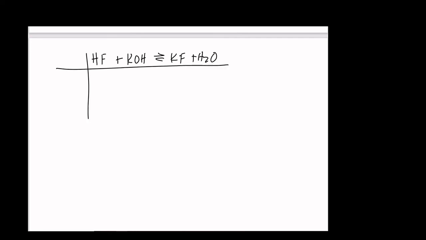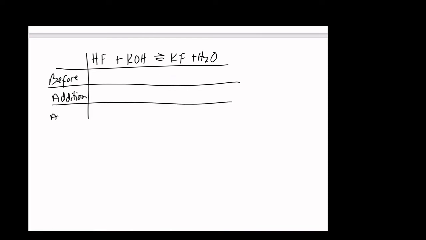So let's go ahead and draw an equilibrium problem, or a before addition and after addition table. HF plus KOH goes to what? KF plus water. Okay, so this is our reaction. Now we're actually adding our base and we're getting a reaction. So before the addition, we have a line. Our addition, we have a line, and our after addition, we have another line. And we need to calculate our amounts at each point.